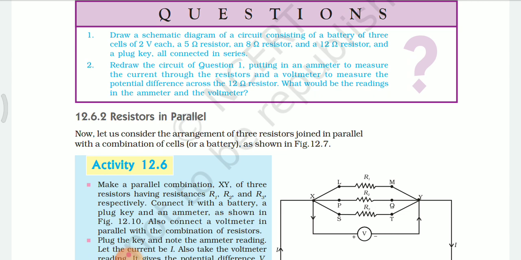Question number 2. Redraw the circuit of question 1, putting in an ammeter to measure the current through the circuit and a voltmeter to measure the potential difference across the 12 ohm resistor. What would be the reading in the ammeter and the voltmeter?